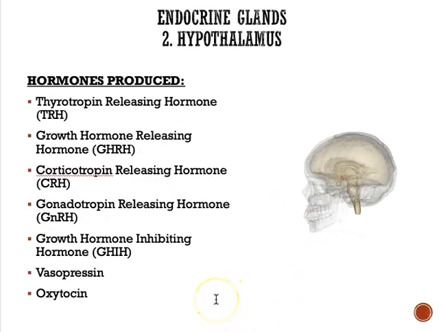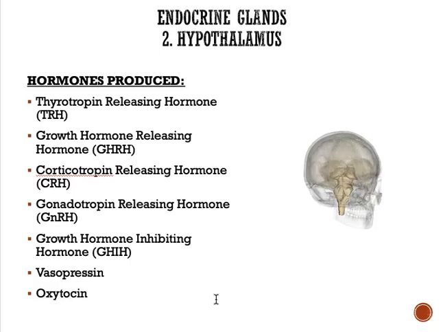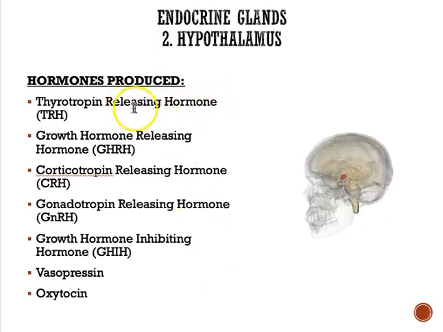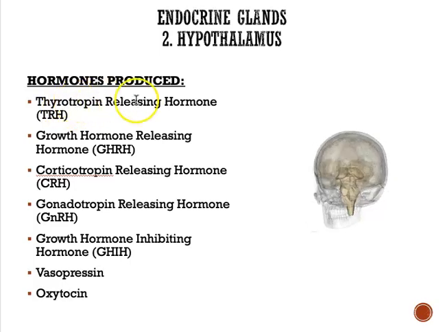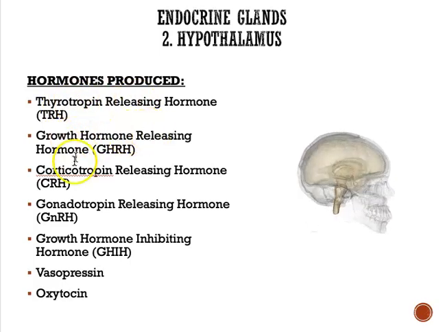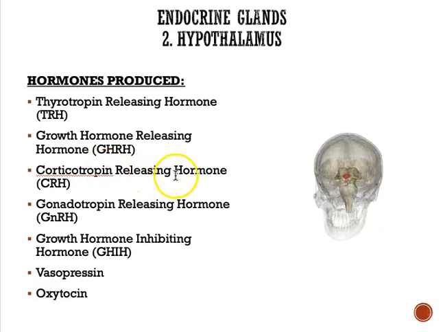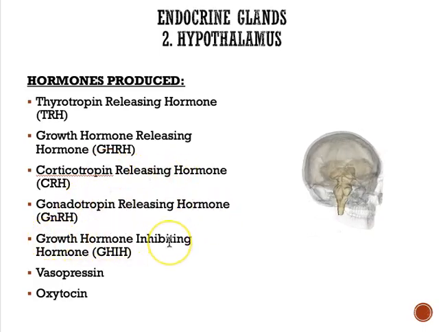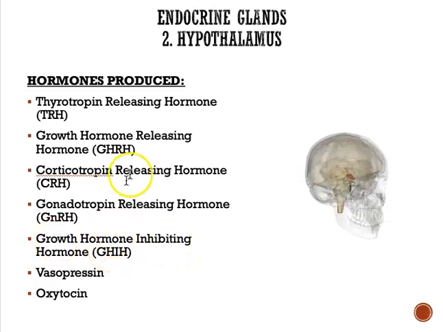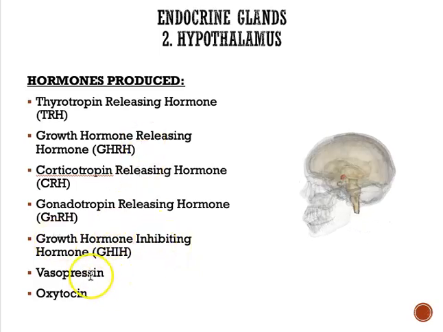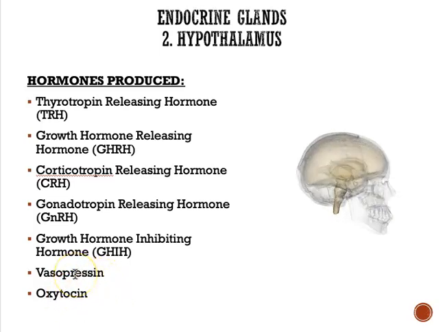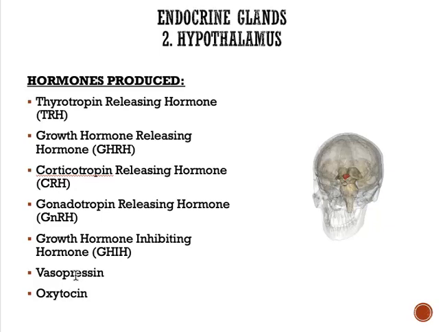Okay, so as far as the hormones that it produces, you'll notice there's some common terms here, like releasing hormone on a lot of them. So you'll see thyrotropin releasing hormone, growth hormone releasing hormone, corticotropin releasing hormone, gonadotropin releasing hormone, growth hormone inhibiting hormone, so not just growth hormone releasing hormone, but also an inhibiting hormone, as well as vasopressin and oxytocin. So remember, vasopressin, the other term for that is antidiuretic hormone.